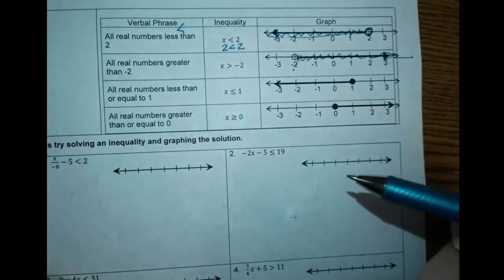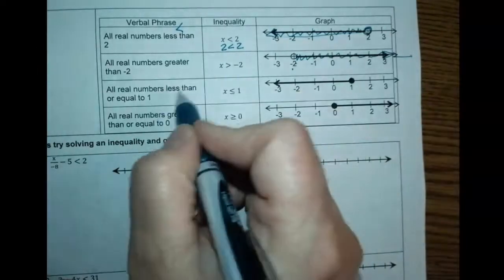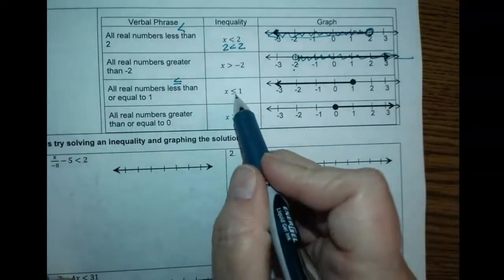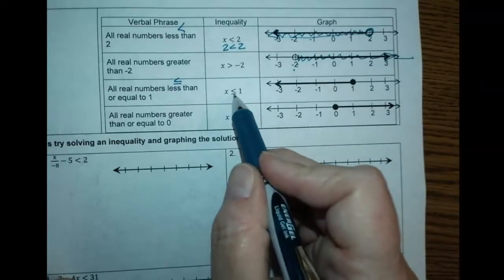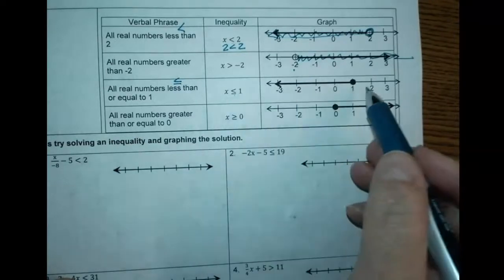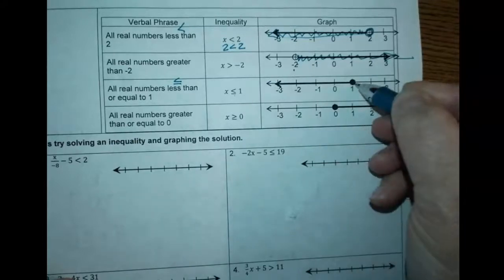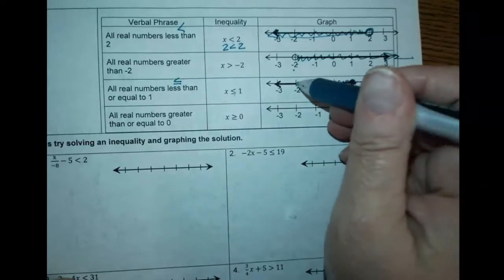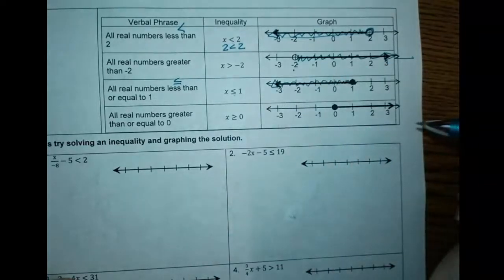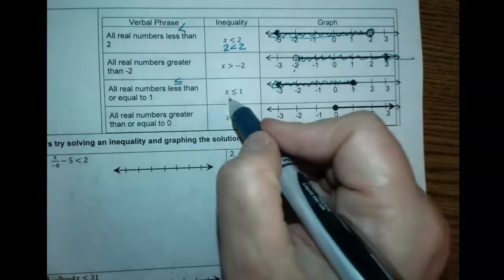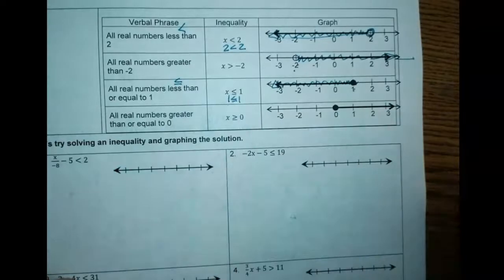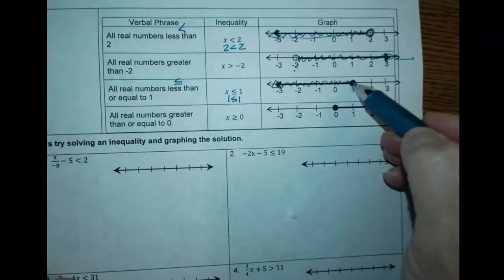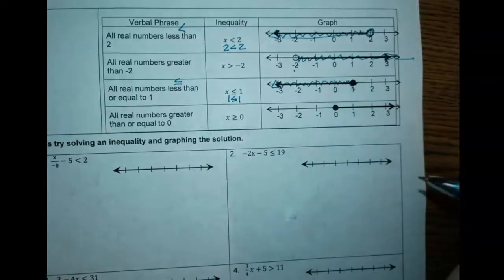Our third example, all real numbers less than or equal to 1. So all numbers less than or equal to 1. So to the 1, you've got an equal to sign. So you're going to go to where 1 is and put a closed circle. And all numbers that are less than that are all the numbers to the left forever and ever and ever, including the number 1. If you substitute the 1 in there, 1 is less than or equal to 1. That's a true statement, so that's why this is a closed circle, because it includes that answer.